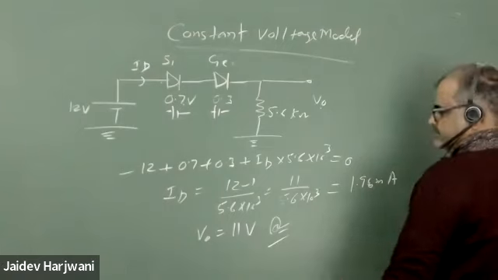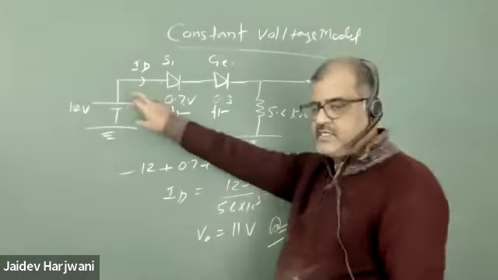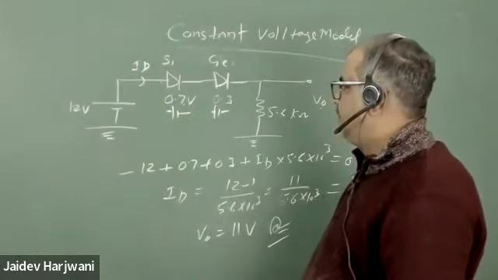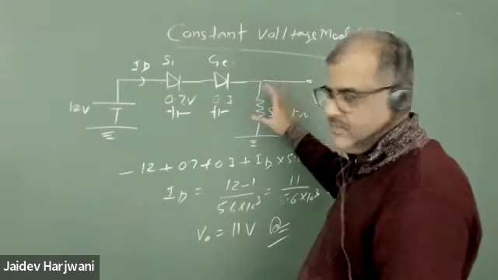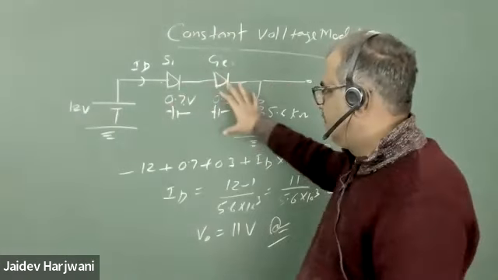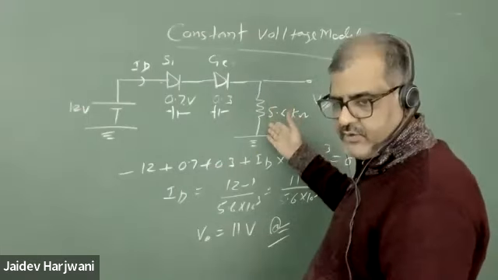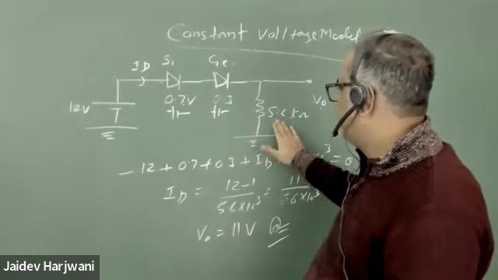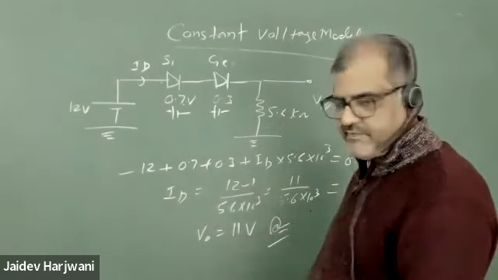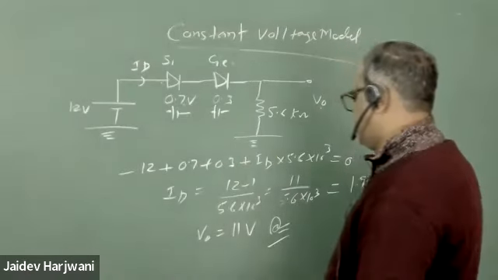Sir, how is V0 11 volt? This total is 12, and 1 is dropping here, so where will the remaining go? Remaining will come here. Now if you want, you can calculate ID into R, and you will get the same 11 volts. You know ID already, so ID into 5.6 kilo ohm, you will get 11 volt. It is a simple thing: the sum of voltages should be 0.